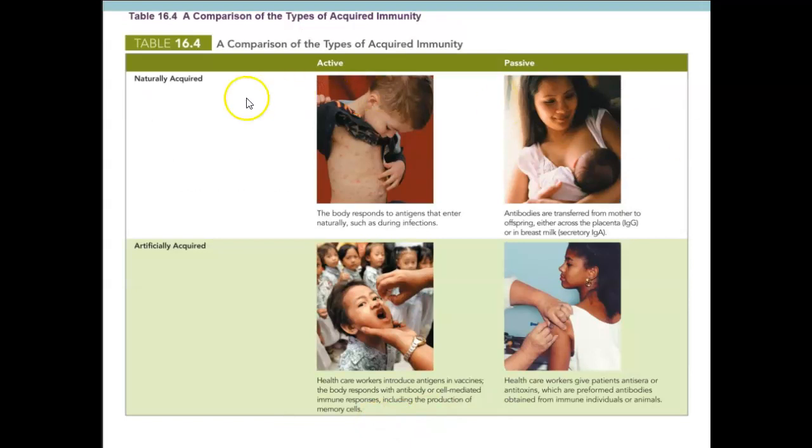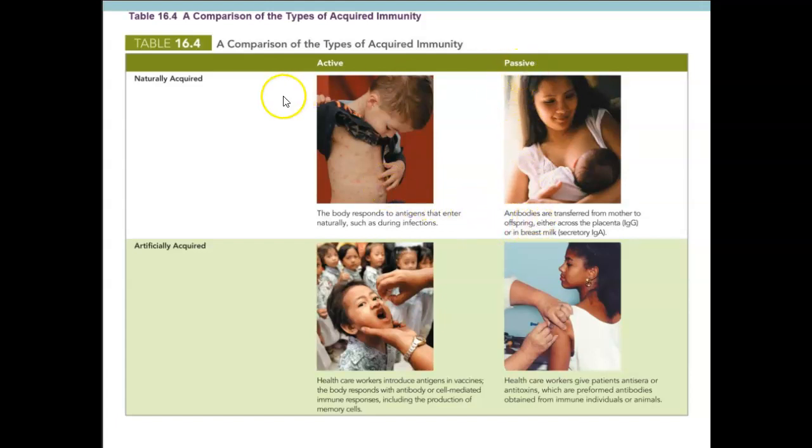So on the top, we see the methods of natural acquisition of immunity. You can do the active natural, which is you get an infection, your body responds, you get sick, you have symptoms, your immune response kicks in, and you get over the infection, and then you're now protected. That's natural and active. Your body is making the antibodies. It's a normal immune response.